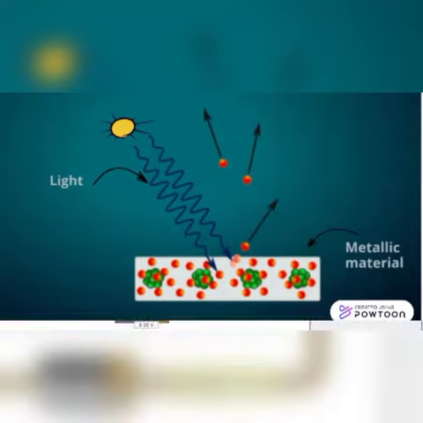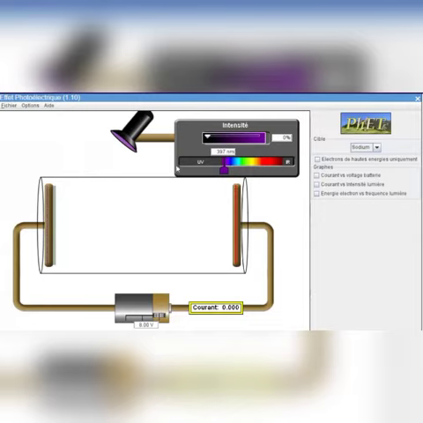radiation such as light. To better understand these effects, we expose a metal plate to different light intensities while changing the wavelength. And we measure the electric current intensity resulting from the emission of electrons using an ammeter.